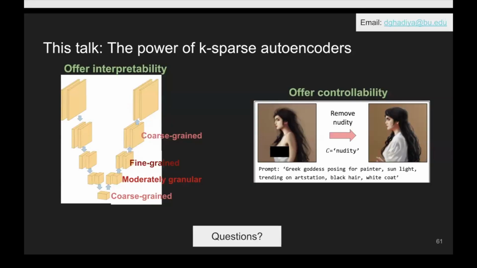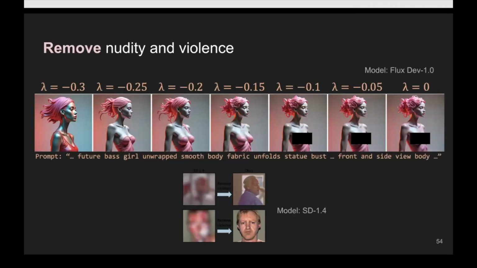You showed this CLIP SAE that also edited Flux outputs. I think that's a new finding because Flux's main text encoding is T5. Oh, for Flux we use whatever text encoders. Yeah, I should have clarified. Flux also has CLIP in it. So for Flux and SDXL, there are two text encoders, so we use two SAEs.